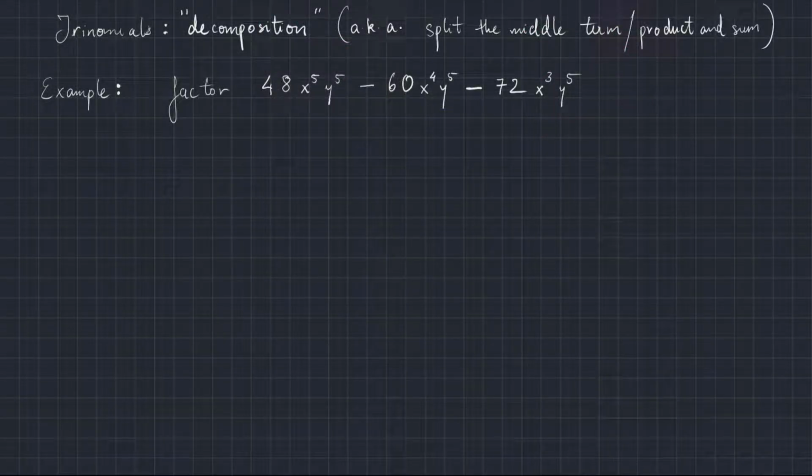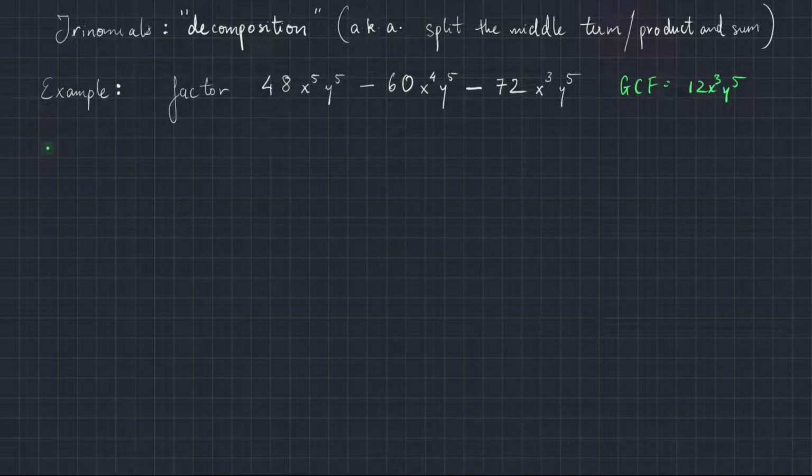We are now ready to learn how to factor trinomials. We're going to do this using the decomposition or the product and sum method. Now consider the following example. These numbers, you might notice they look a bit big and scary. So the first step is to always factor out the greatest common factor. You can verify that in this case, the greatest common factor is 12x cubed y to the 5.